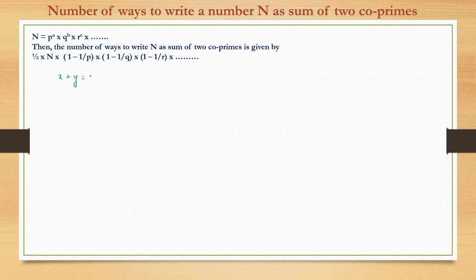x plus y is equal to say 8. So you have to write 8 as a sum of two co-prime numbers where x and y are co-prime. So manually we can see 1 and 7, then 3 and 5. Do we have anything else? No, 4 and 4. So it repeats. So there are only two pairs, right?